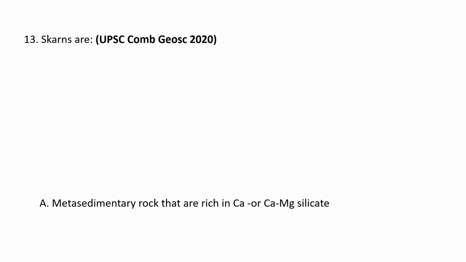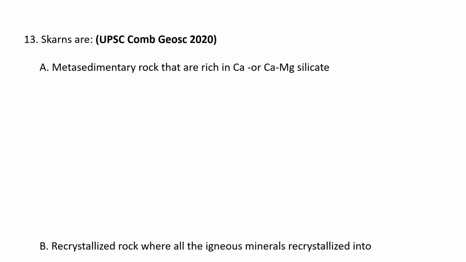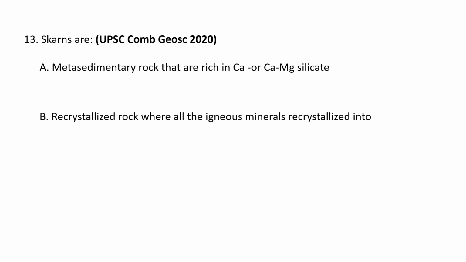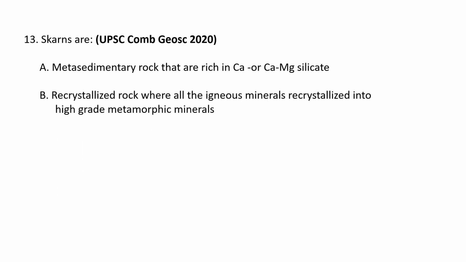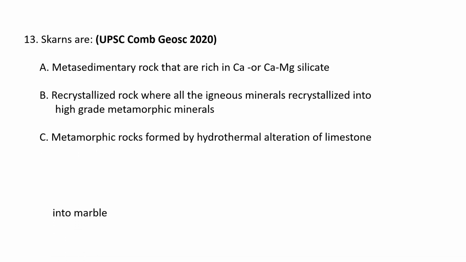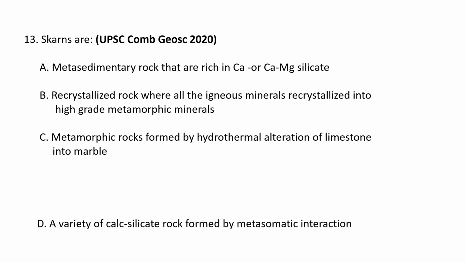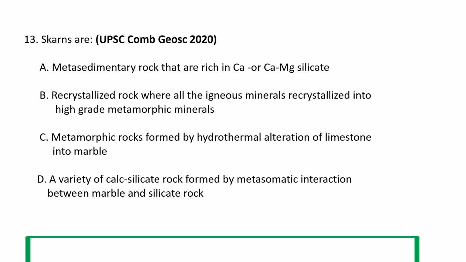Next question. Skarns. What are skarns? Skarns are A. Metasedimentary rocks that are rich in calcium or calcium magnesium silicate, B. Recrystallized rock where all the igneous minerals recrystallized into high-grade metamorphic minerals, C. Metamorphic rocks formed by hydrothermal alteration of limestone into marble, and D. A variety of calc-silicate rocks formed by metasomatic interaction. So skarns are a variety of calc-silicate rocks formed by metasomatic interaction between marble and silicate rock.